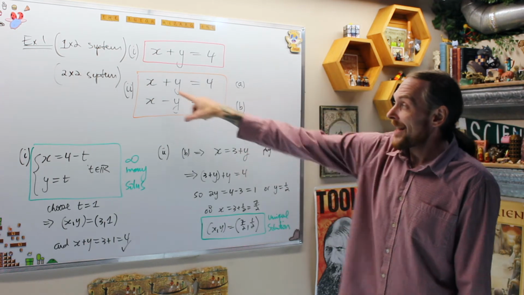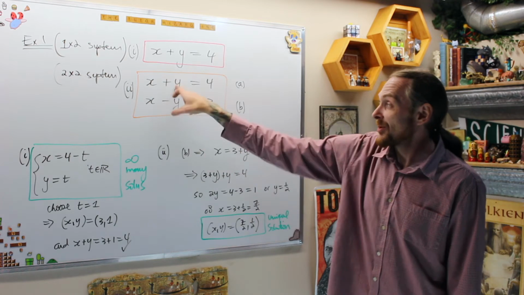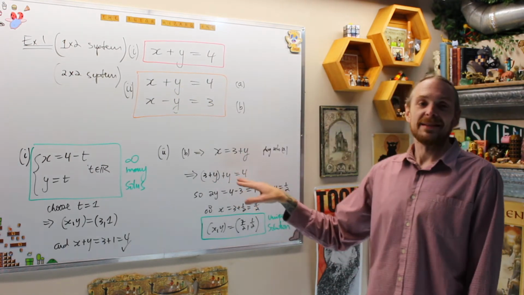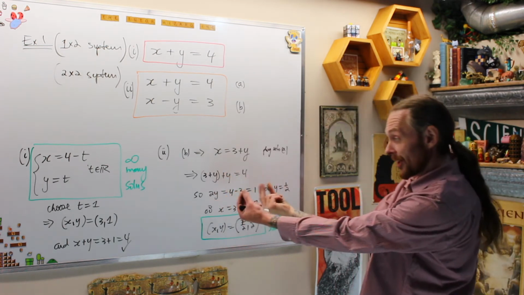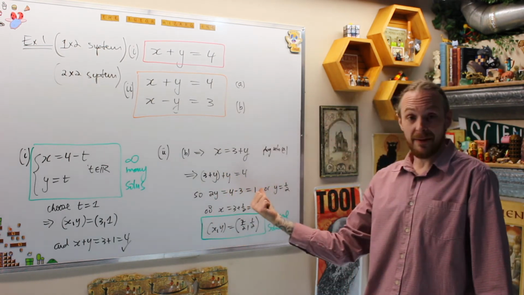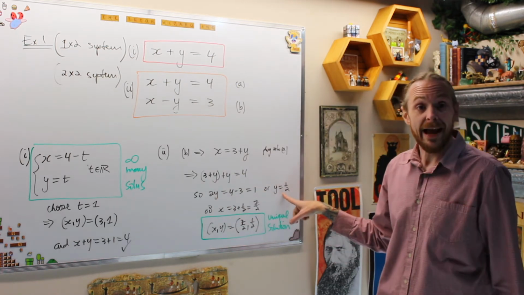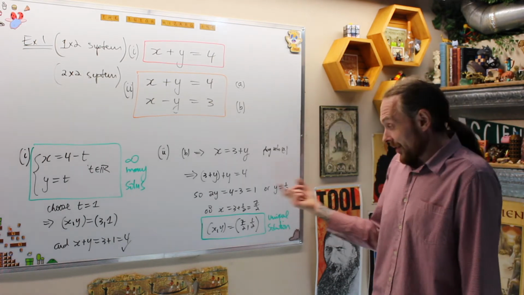But now I can plug that into equation A. When I do that, x plus y is 3 plus y equals 4. This is now one equation and one unknown. I group the y terms together, I group the constant terms together. Classically, we move to the other side, we solve for y, and I get the unique solution, which is y equals 1/2. We're solving one equation and one unknown there.